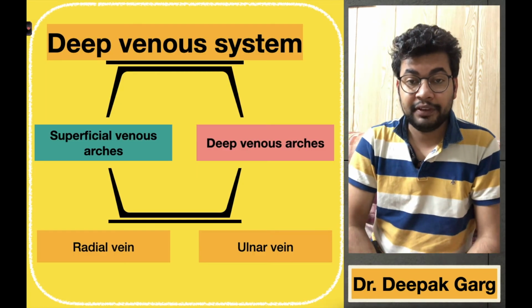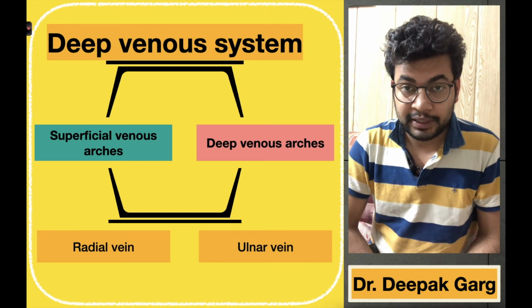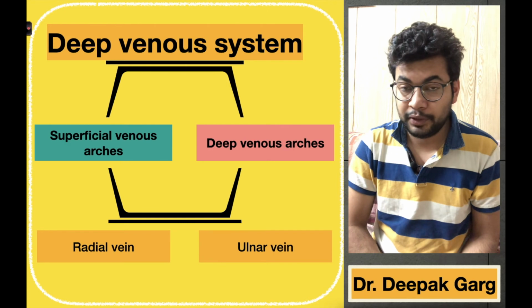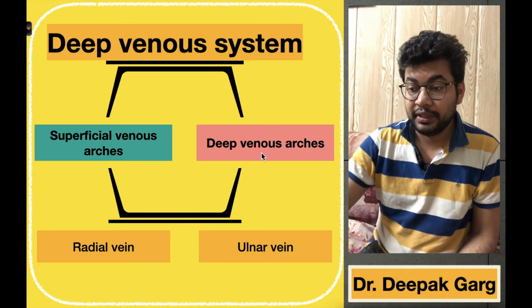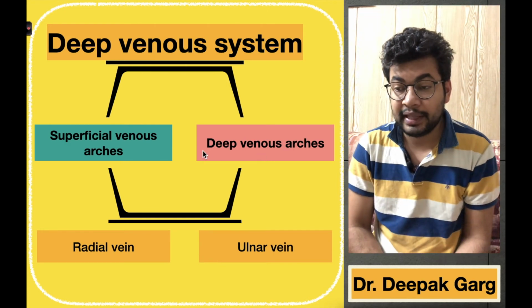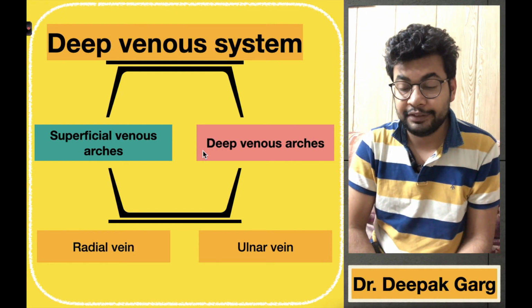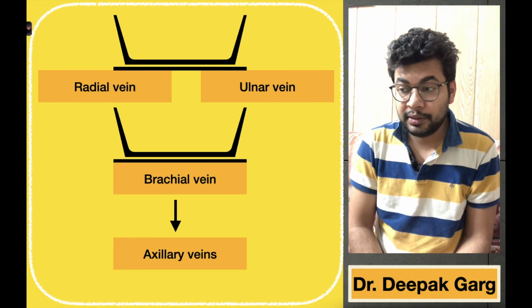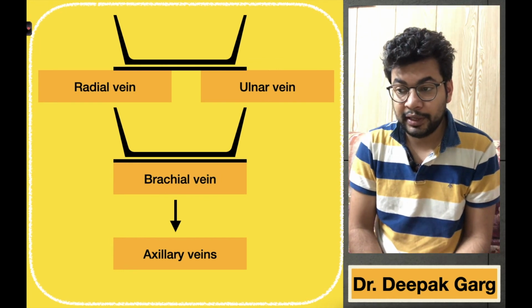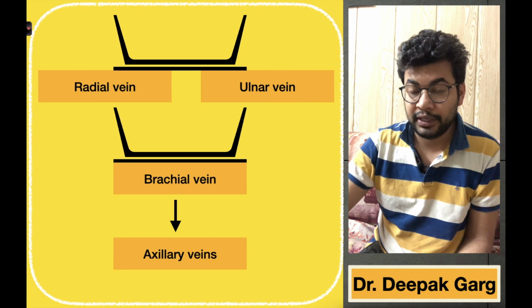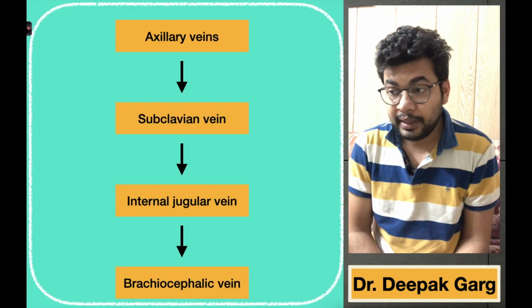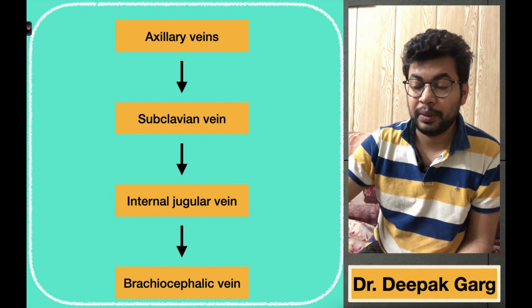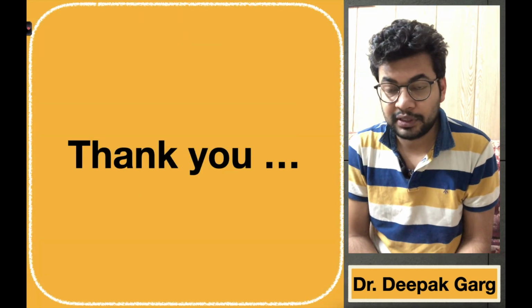Then we talk about the deep venous system. They usually accompany the arteries, so we will talk about them mainly when we talk about the arteries. In the deep venous system, in the hand they have the superficial venous arches and the deep venous arches. They drain into the radial vein and the ulnar vein, and then both veins drain into the brachial vein, then they join the axillary vein. Then the axillary vein becomes the subclavian, internal jugular, and then the brachiocephalic vein. This was about the veins of the upper limb.